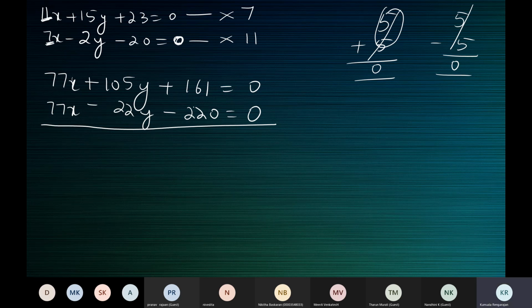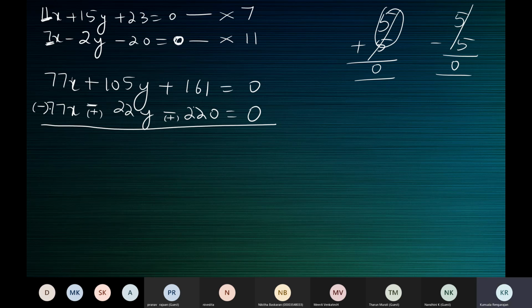So what happens? This plus 77x becomes minus. Write the changed sign in a bracket. And this minus 22y becomes plus 22y. And this minus 220 becomes plus 220. You can write the changed sign above or below, children. You can write it above the original sign in a bracket or below it, anywhere.